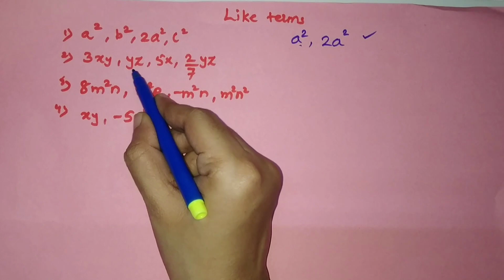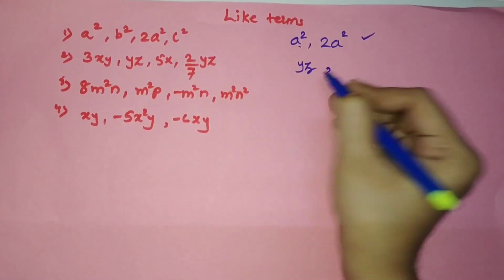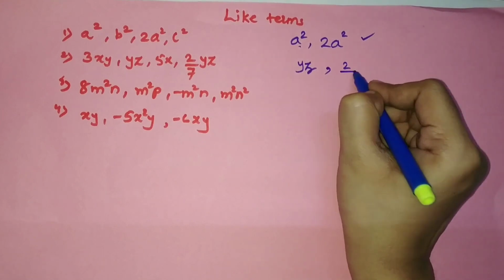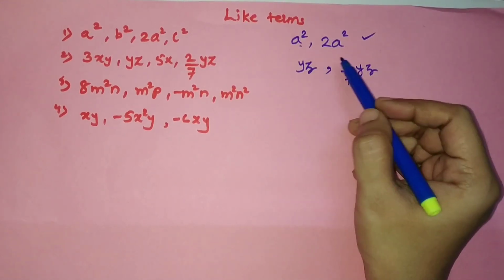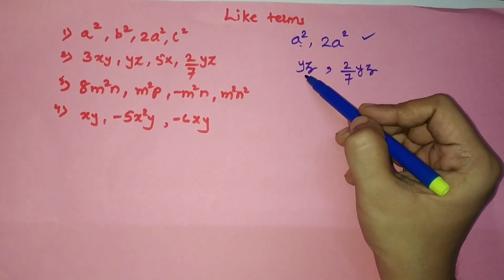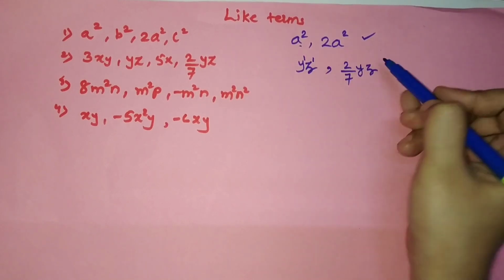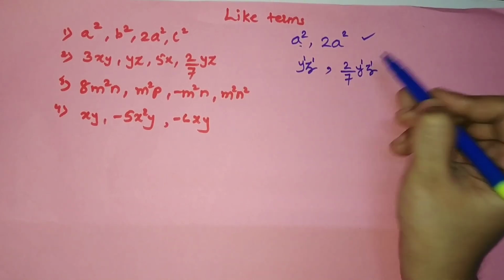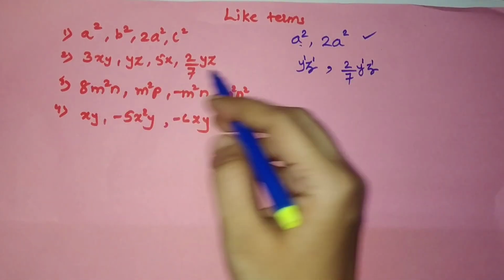So in this example you can see yz having its like term with 2 by 7 yz. Friends, you need not get confused that the coefficients are different. You just need to check the same variable, same power. Here y has power 1 and z has power 1, and this y has power 1, z has power 1. So these are the like terms in this example.